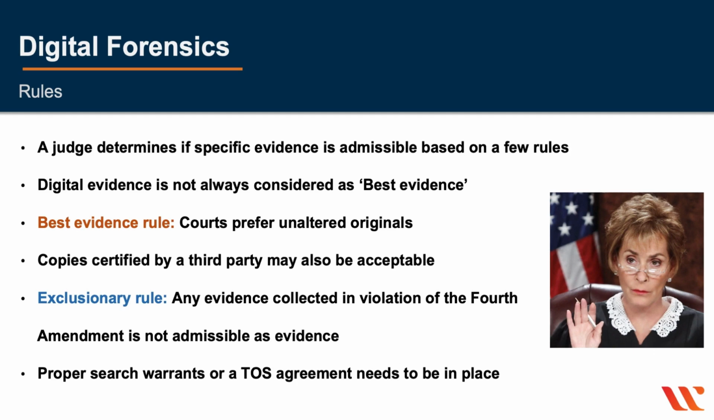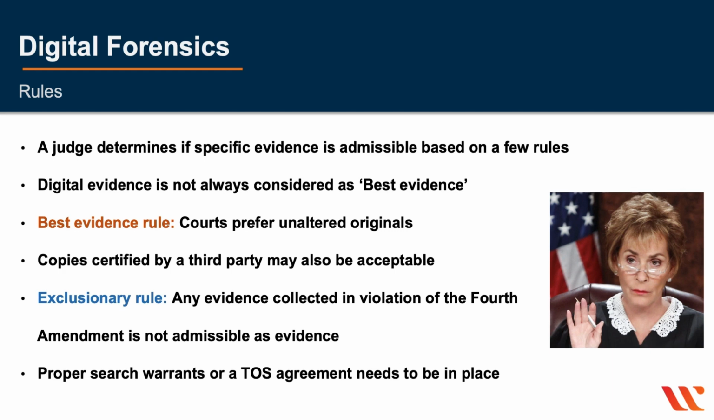Once you have evidence that actually meets the standards for admissibility, then you have to look at the different rules. There are a couple of different rules that have to do with evidence, and these rules are determined by a judge, and they finally decide whether the evidence is actually admissible or not. There are three main types of rules here. You have the best evidence rule, exclusionary, and the hearsay rule.